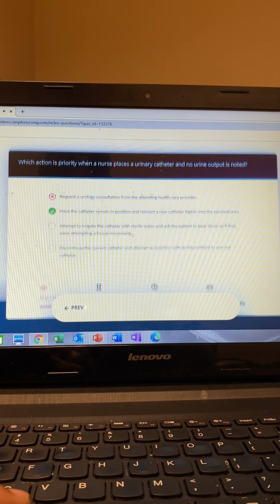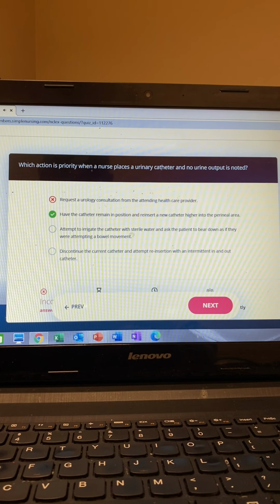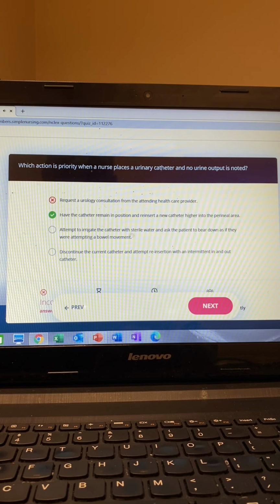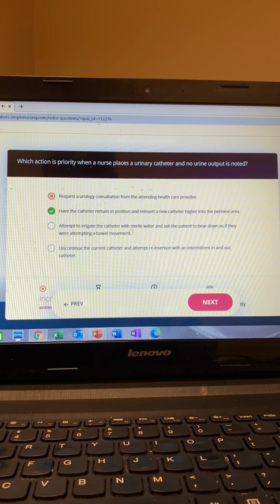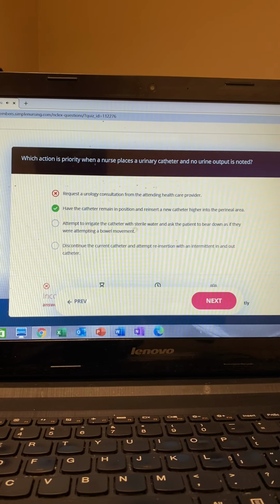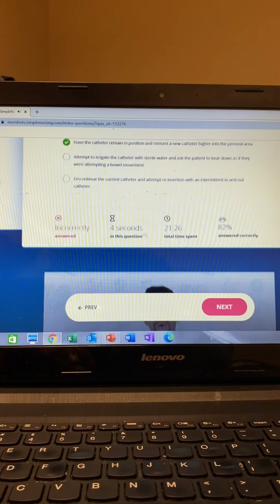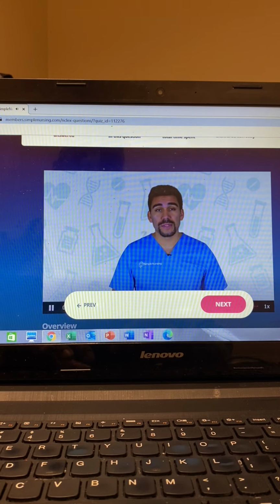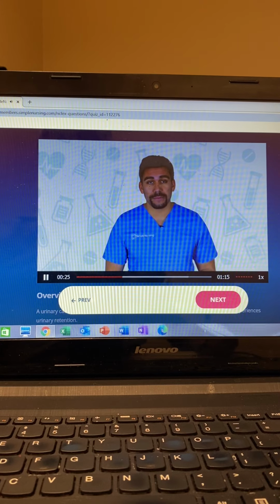Now, using our 3 steps, let's break this down. This question is asking for the priority action of what to do right now. For the key problem, the nurse places a cath and no urine output is seen. So the biggest thing we're thinking before we look at the options is that there's wrong positioning or placement, or there's a bladder problem. So the solution we're looking for is ensuring correct placement here.